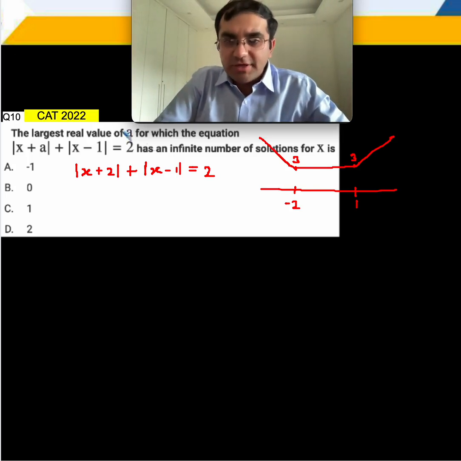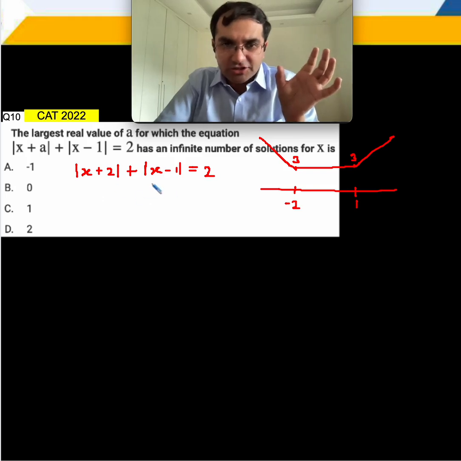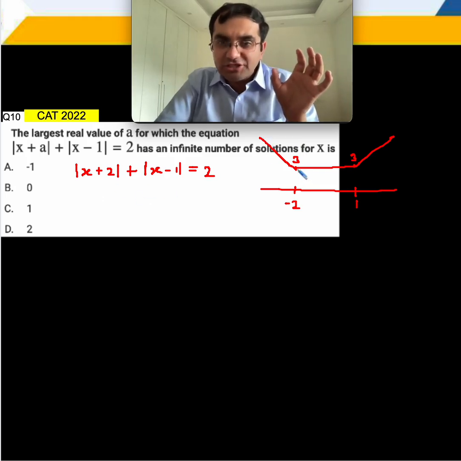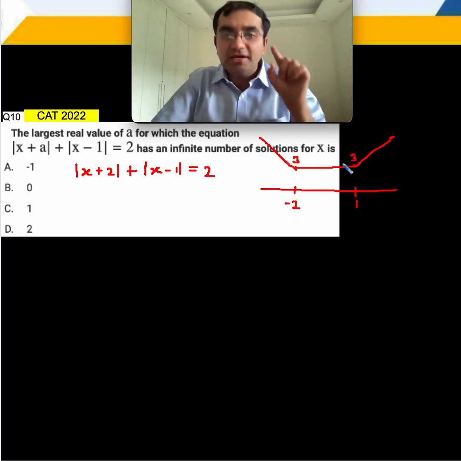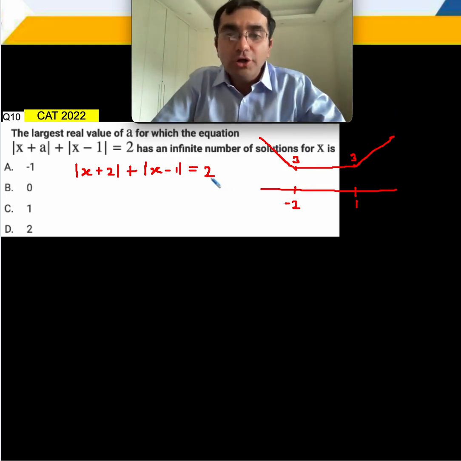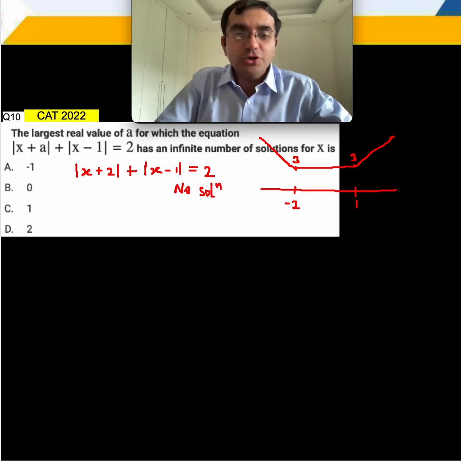For this particular function, this is your function, the value of the LHS will always be either 3 or greater than 3. Are you understanding? It will be 3 or greater than 3. It can never be 2. And there is no solution. So 2 is gone. We check the next largest option, that is 1.